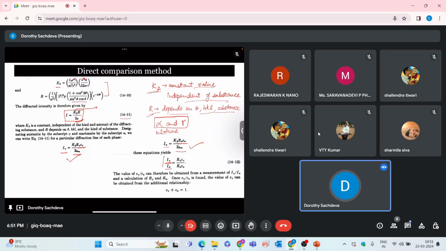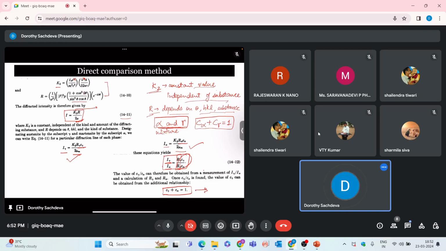So this is your main equation, which can be used further if you have a mixture of phases. The value of C gamma divided by C alpha can be obtained just by measuring the intensity ratio, and R gamma and R alpha can be calculated separately. Once you have this C gamma by C alpha value, you also have an additional relationship: if your mixture has only these two phases, alpha and gamma, then the sum of the concentrations of both phases will be equal to 1. So this is another relationship which you have.